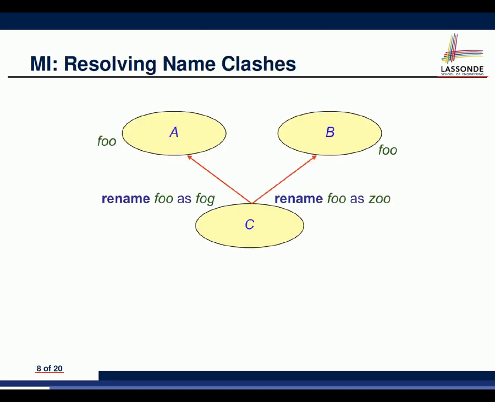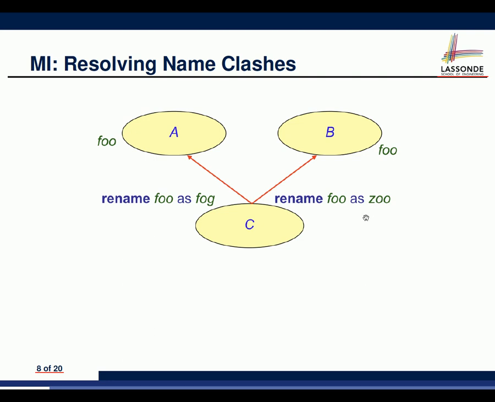Basically, the renaming will look like this. What you have to do in Eiffel is you can say C inherits A, and then you rename the foo from A as fog. And then I'm going to rename the foo from B into zoo. That's what I'm doing here.